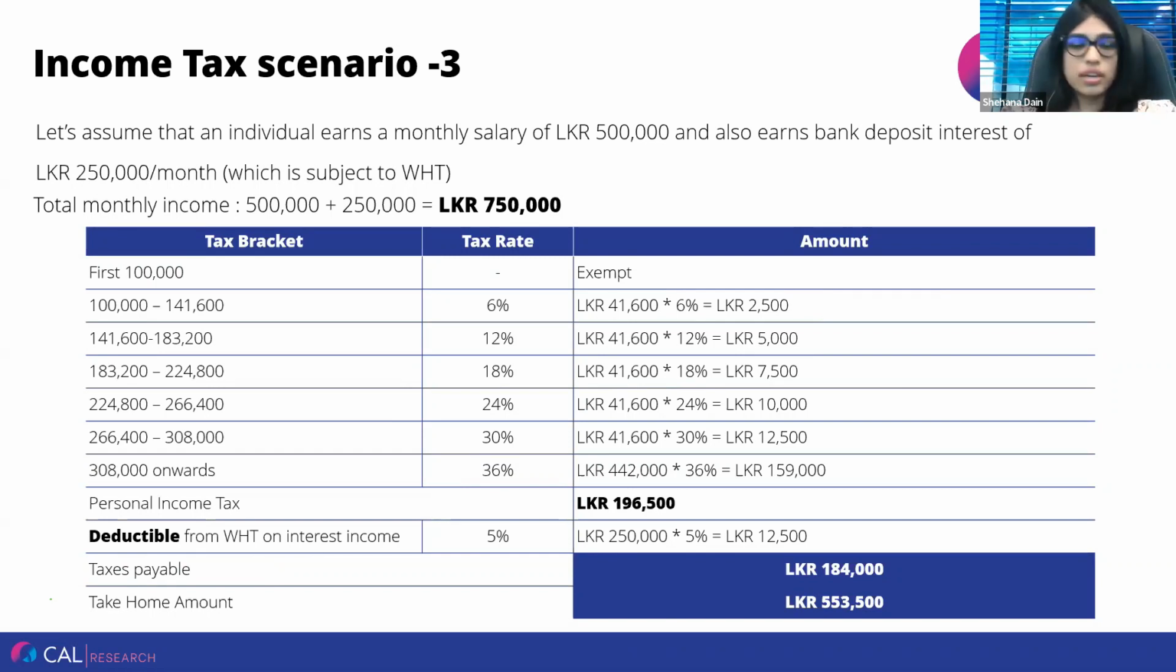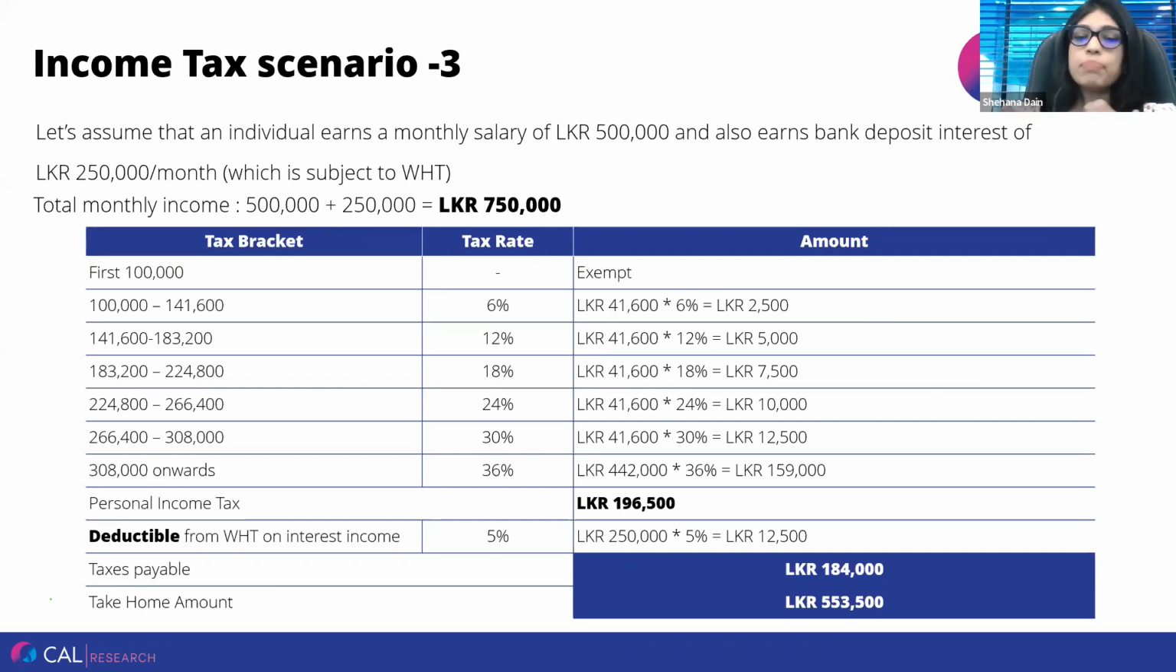So again, 100,000 exempt, and we come to the final slab at 36%. This particular individual will be taxed. The final slab would be 442,000, taxed at 36%, and 159,000 would be the tax component for the final slab, and your personal income tax accumulated figure will be 190,500. But what will be slightly different would be the WHT component. Here there will be a 5% WHT component on the return that you get from your bank deposit, because the bank will deduct that 5% and only give you the monthly interest. So it will be 12,500.